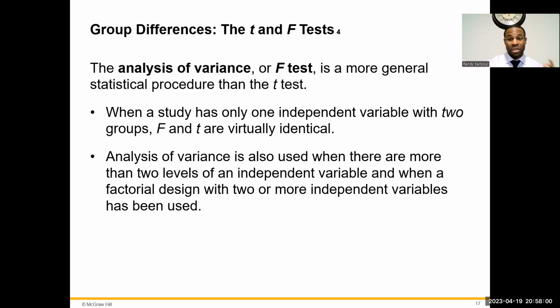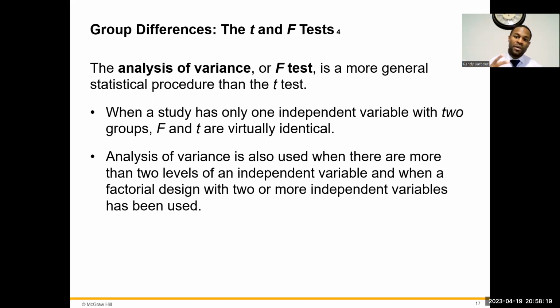So again, when a study has only one independent variable with 2 groups, the F and the T are virtually identical. We just got 2 groups. But when you increase the number of groups to 3, then you have an issue, right? So you have to use the F test. So it's an analysis of variance.